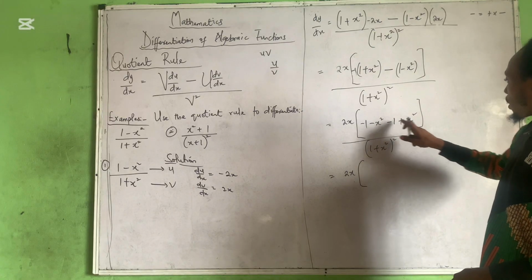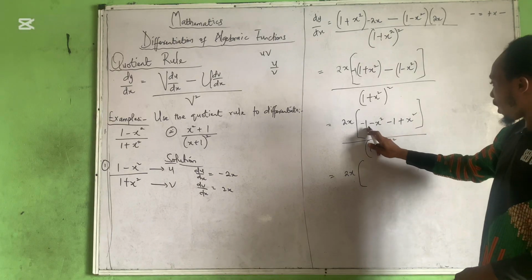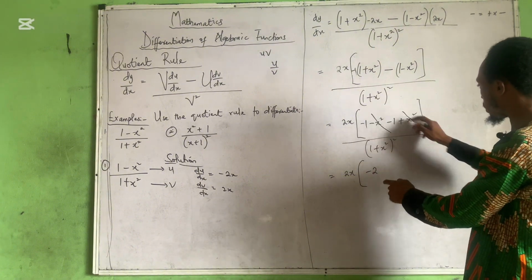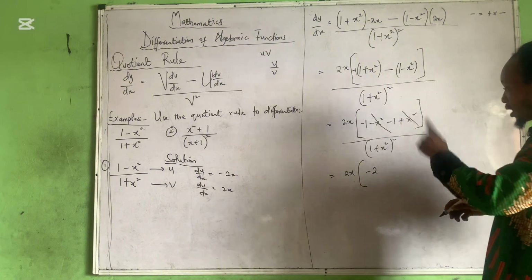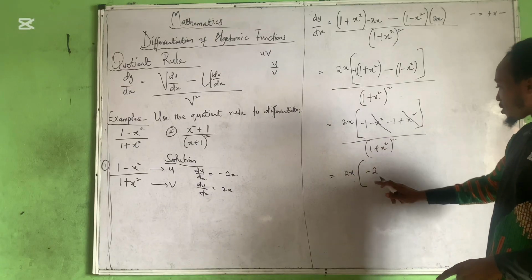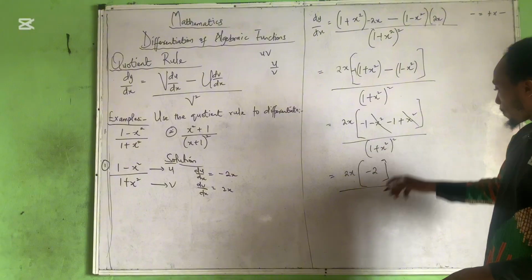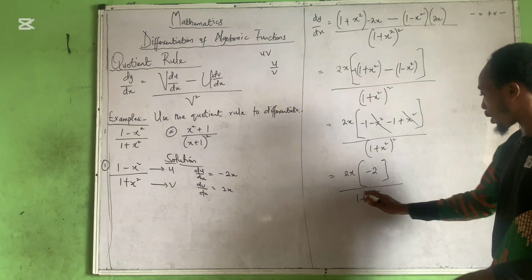Then minus x squared plus x squared has gone. So we have minus 2. Minus 1, minus 2. This one has gone because minus x squared plus x squared has gone. So we have minus 2 left here over 1 plus x squared all squared.